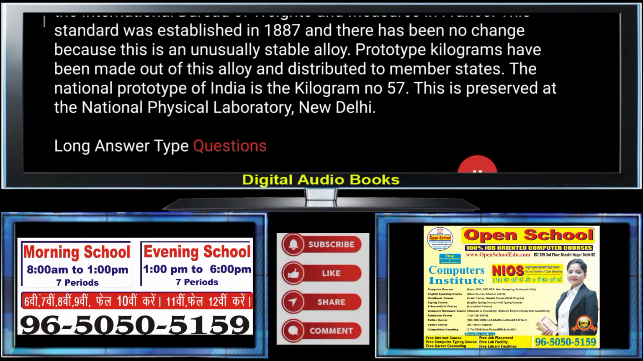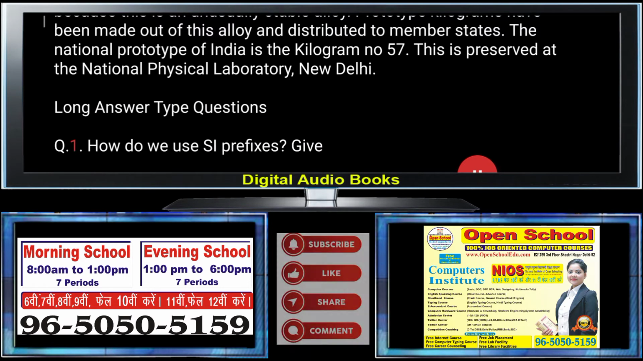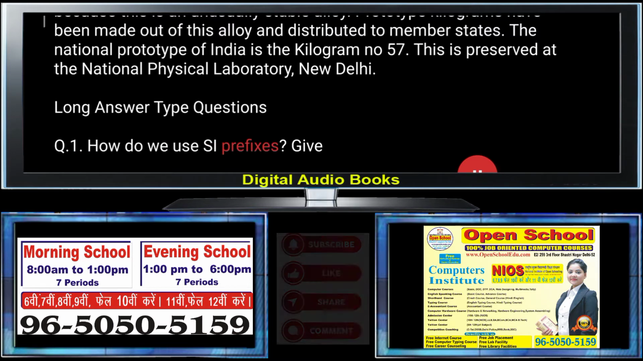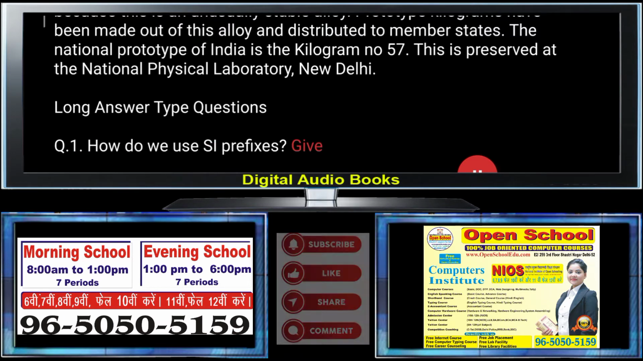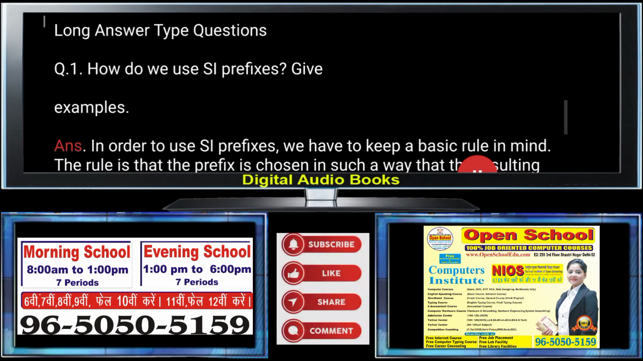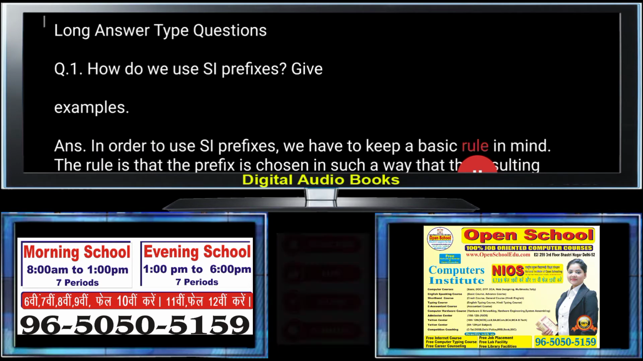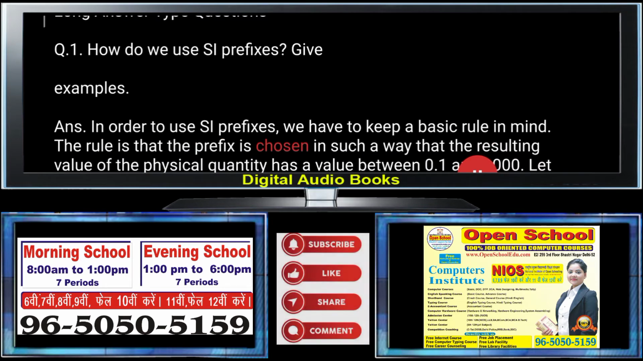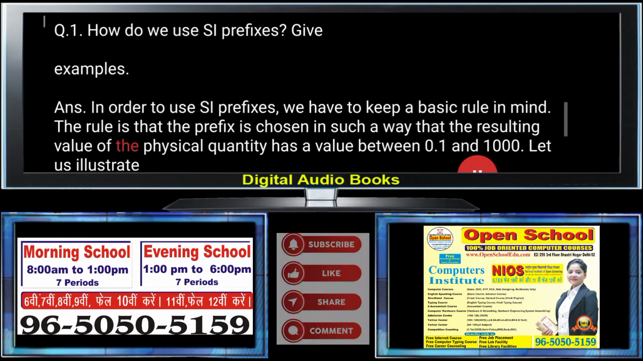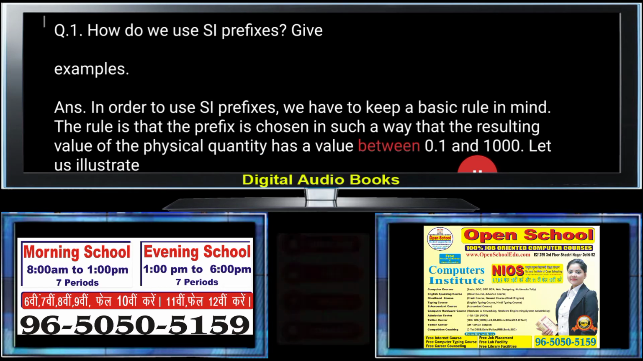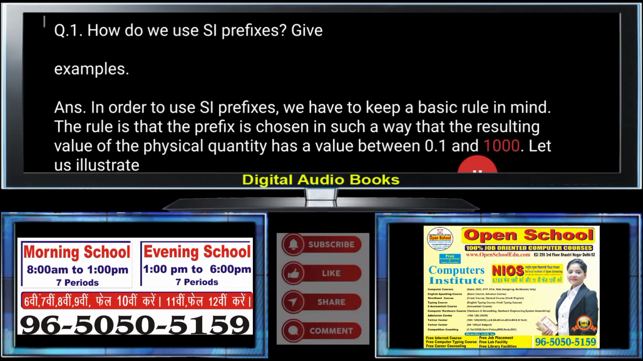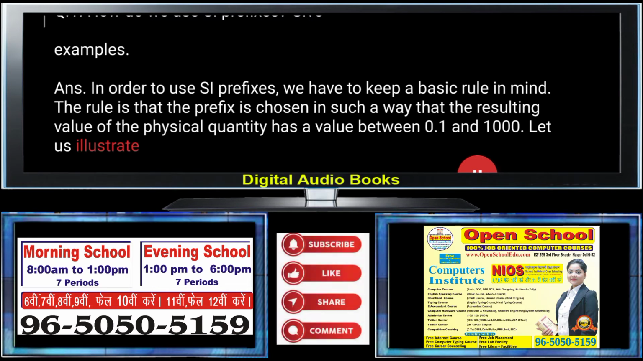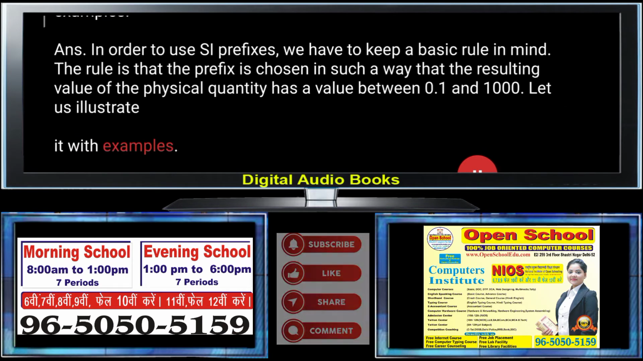Long answer type questions. Q. 1. How do we use SI prefixes? Give examples. Ans. In order to use SI prefixes, we have to keep a basic rule in mind. The rule is that the prefix is chosen in such a way that the resulting value of the physical quantity has a value between 0.1 and 1000. Let us illustrate it with examples.